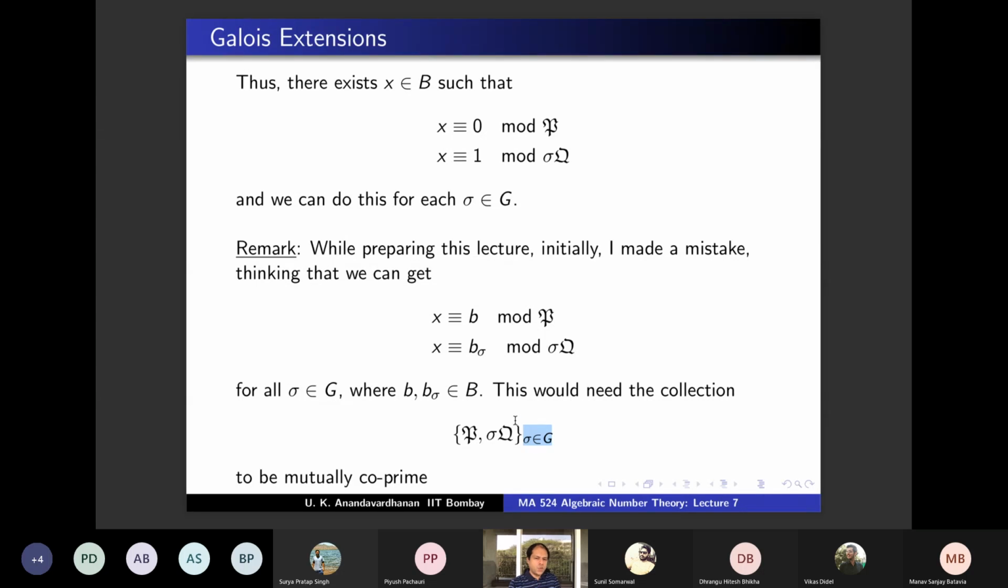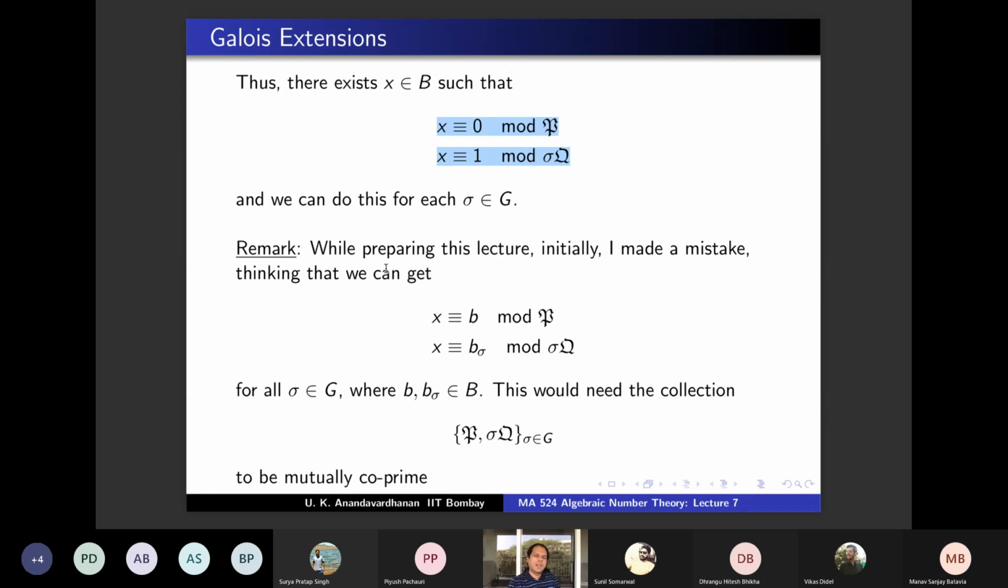So what is not true is, corresponding to each sigma, if you give a distinct b sigma, then I may not get this because sigma 1 Q may be equal to sigma 2 Q. And if b sigma 1 is not b sigma 2, no, even then I can get it. So there was no mistake. But the point is I did not need that much. I am applying it only to these two. So I will delete this remark. This is unnecessary. Forget this.